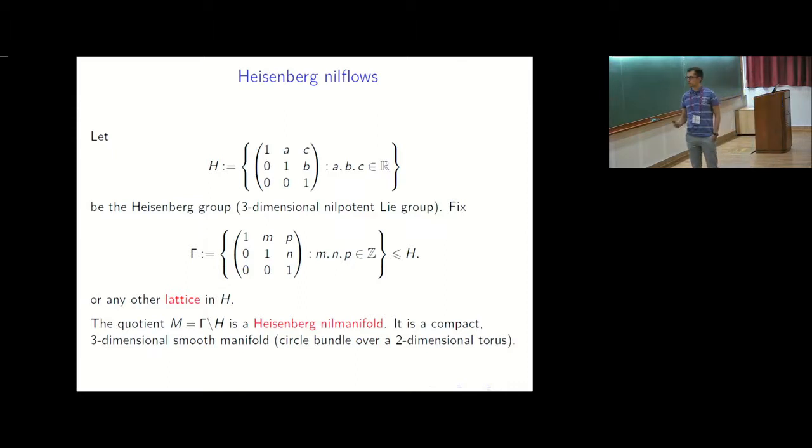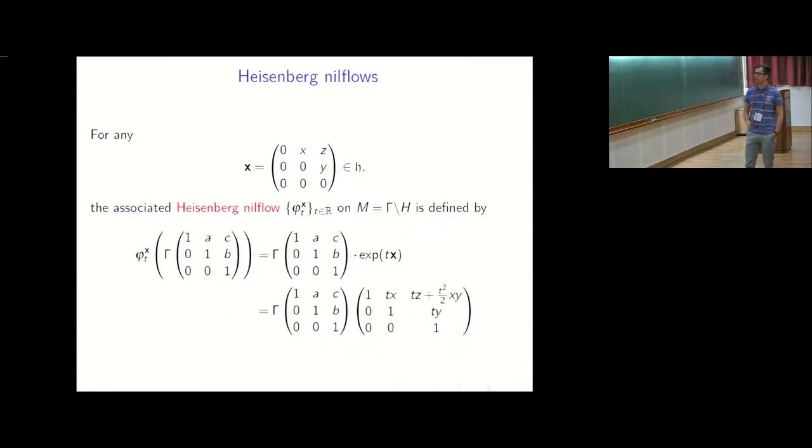And this is a smooth three-dimensional manifold that you could see, for example, as a circle bundle over a two-dimensional torus. I'll come back to this in a second. So this is the phase space of the Heisenberg Nilflow, of any Heisenberg Nilflow, which are defined by fixing any element of the Lie algebra of H. So in this case, it's just 3x3 strictly upper triangular matrices.